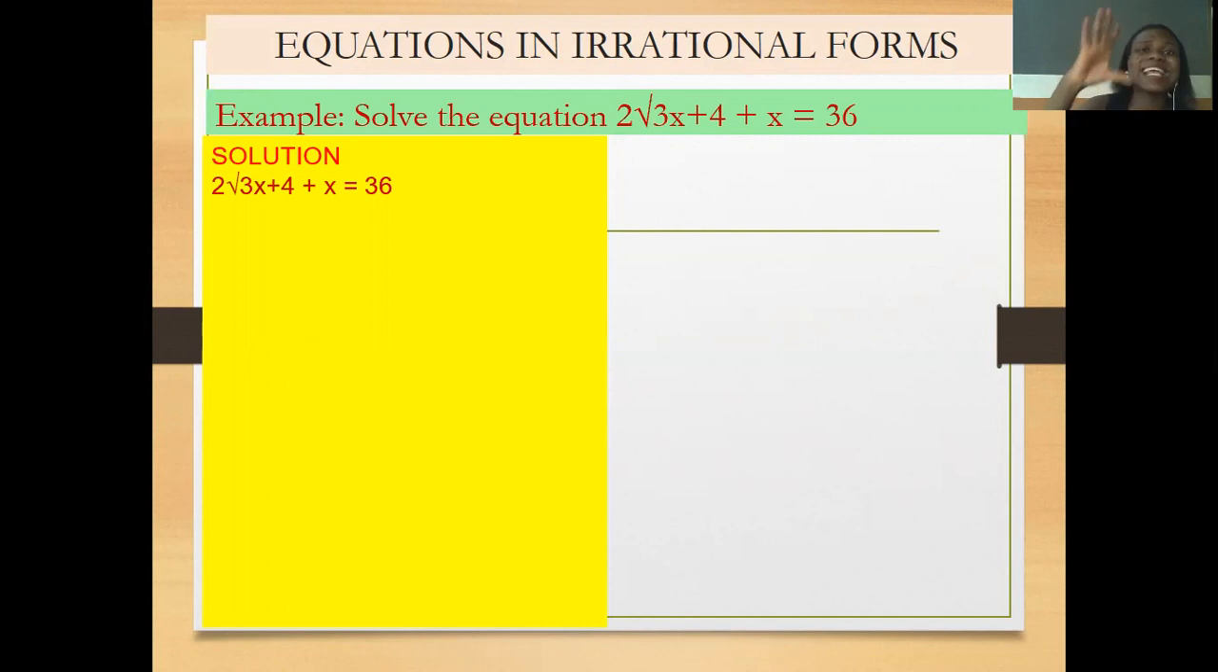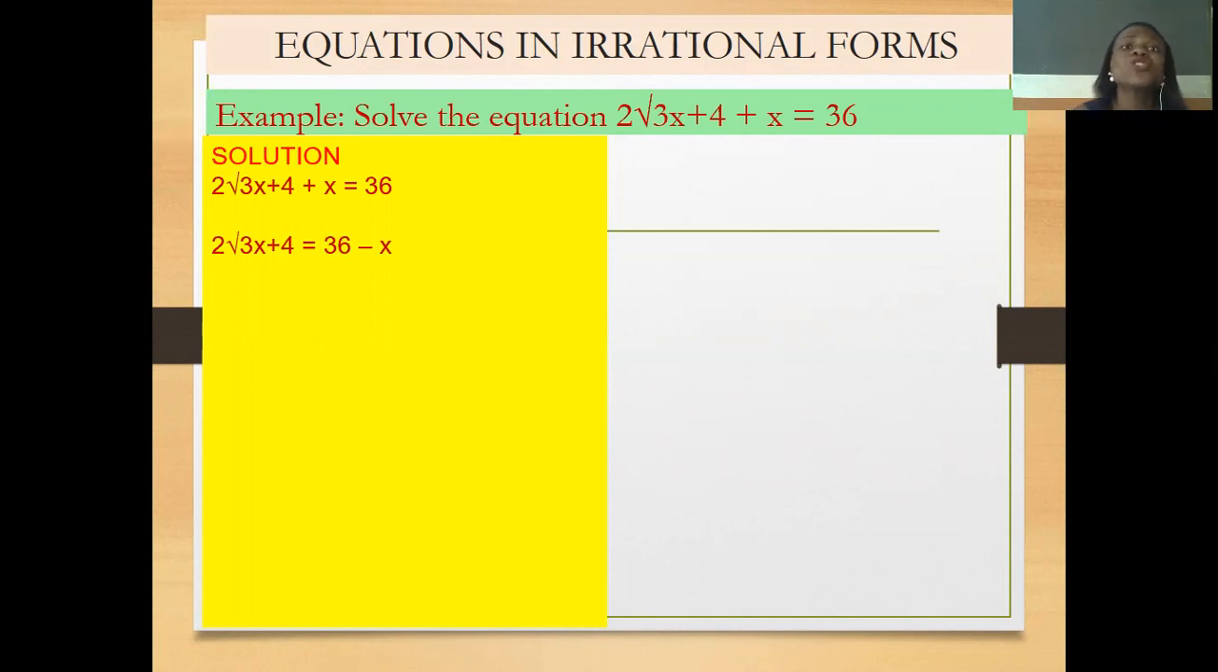So we're going to take x to the other side. We want to isolate the term containing the radical. So that becomes 2 root 3x plus 4 equals 36 minus x. So we've isolated the radical.